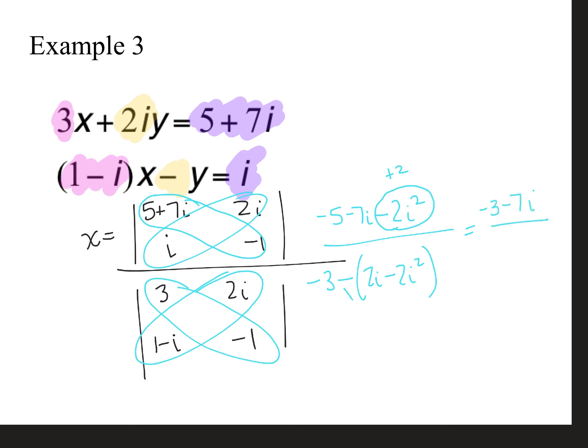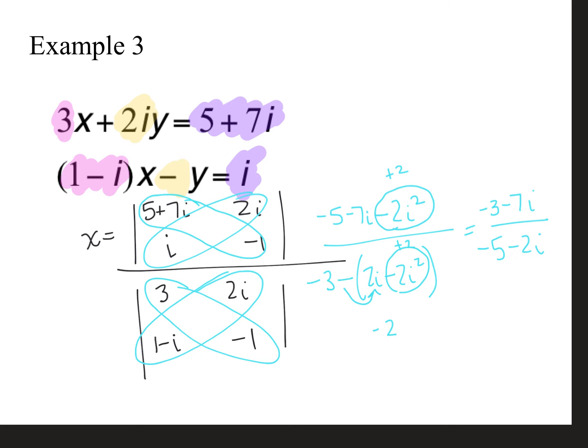And then the denominator, let's see, I have to distribute. And this is a positive 2. So when I distribute, that's a -2. So I have -5 minus 2i. That is what x equals. You don't have to rationalize, right? Just go ahead and leave it in that form, but that's what x equals.